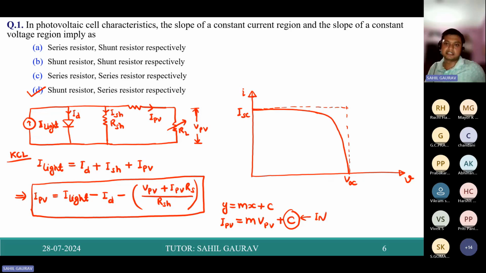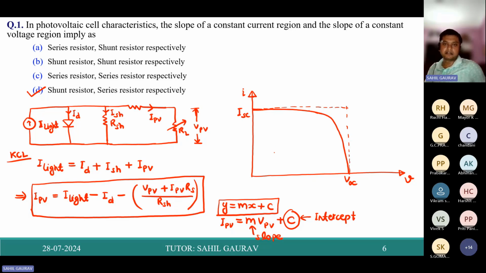We call it an intercept where it is intersecting the y axis, and this M we call the slope. So you have to compare with the standard equation of a straight line, y equal to mx plus c, and you will get the slope based on the condition provided in the problem.